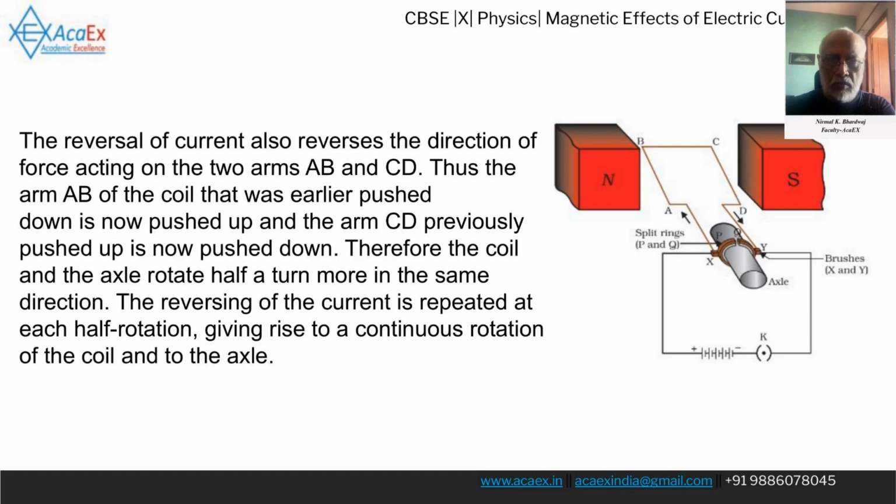Continuous rotation. The reversal of the current also reverses the direction of the forces on the arms AB and CD. The arm that was pushed down is now pushed up and vice versa. This process repeats every half rotation, resulting in the continuous rotation of the coil and the axle.